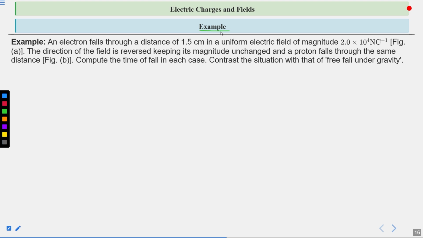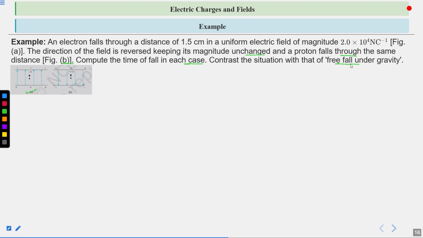Example: an electron falls through a distance of 1.5 centimeter in a uniform electric field of magnitude 2.0 times 10 raised to the power 4 Newton per Coulomb. Figure A. Look at here. The direction of the field is reversed, keeping its magnitude unchanged, and a proton falls through the same distance. Look at figure B. Compute the time of fall in each case. Contrast the situation with free fall under gravity.